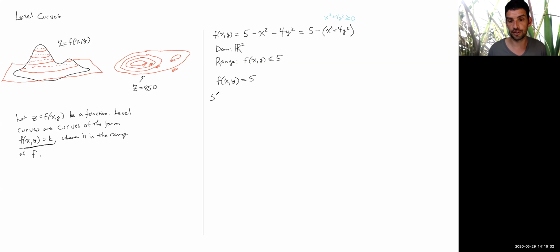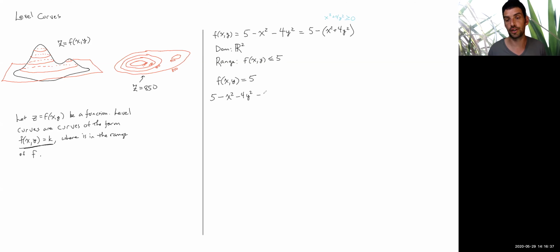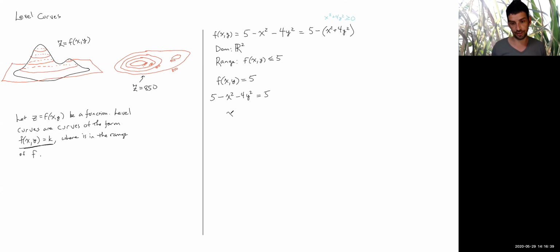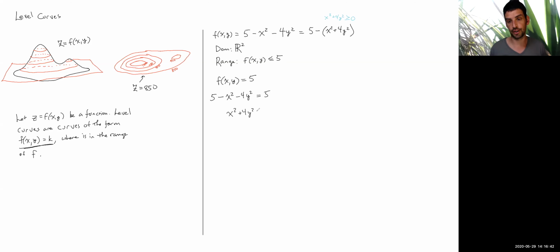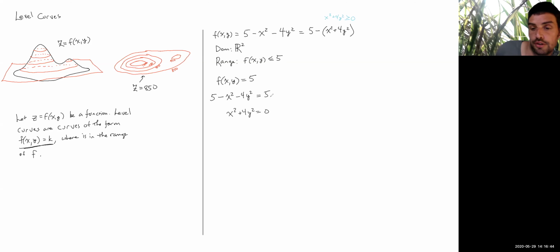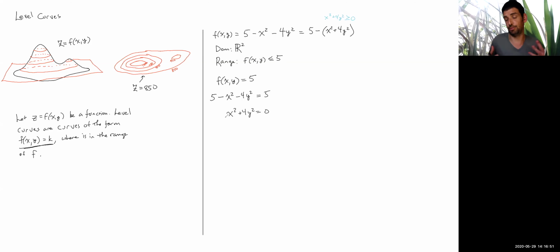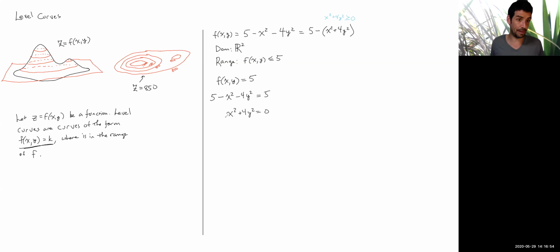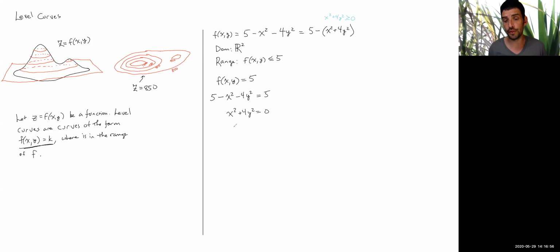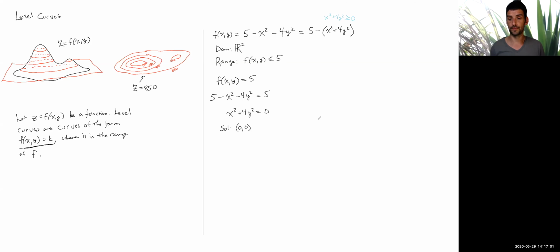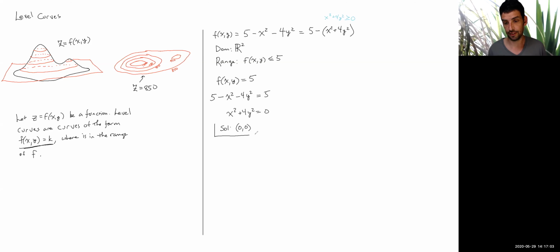Let's write this equation out explicitly. That means 5 minus x squared minus 4y squared equals 5. Which is another way of saying x squared plus 4y squared is equal to 0, right? Since neither of these can ever be negative, if either one of them was positive, it would be bigger than 0, and then you can't get back to 0 because the other one's positive. So this only has the solution 0, 0, okay? So that's the only solution we have there.